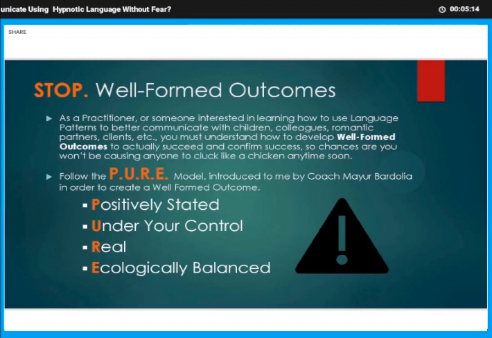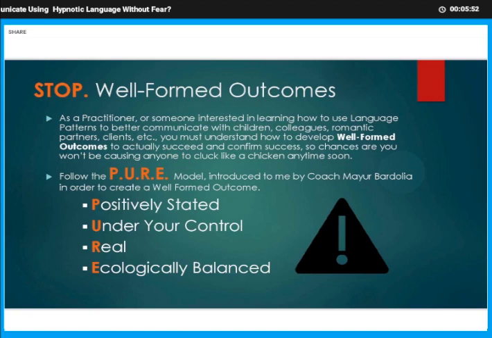I'm actually going to turn over this portion momentarily to Mayur because this is the most important part of neurolinguistic programming or hypnosis. Anytime you're wanting to use any of these skills, you have to first be able to create well-formed outcomes. And one of the best templates that I've seen for creating well-formed outcomes is the PURE model that you introduced me to, Mayur. So if you will just take a few seconds to describe to everyone what the PURE model is for creating a well-formed outcome.